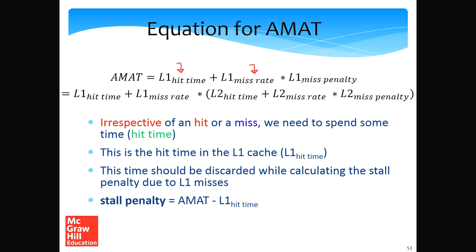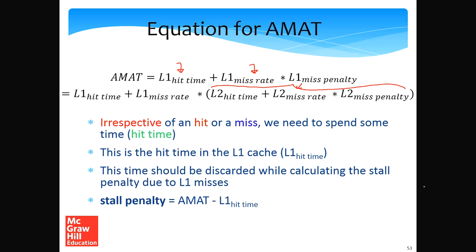So the L1 miss penalty can further be broken down as follows. The L1 miss penalty corresponds to this quantity. Let's take a look at it. The average memory access time is again the L1 hit time plus the L1 miss rate multiplied with the L1 miss penalty. All the accesses that miss in the L1 cache go to the L2 cache, so we have a similar formula for the L2 cache.